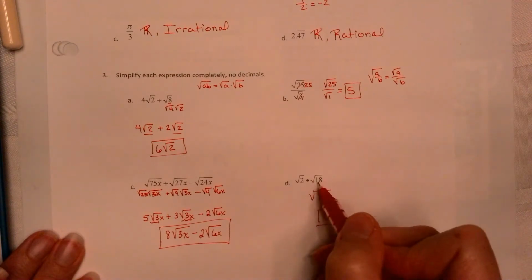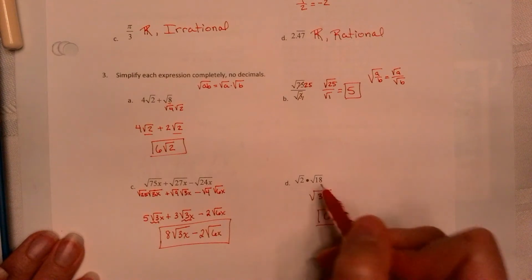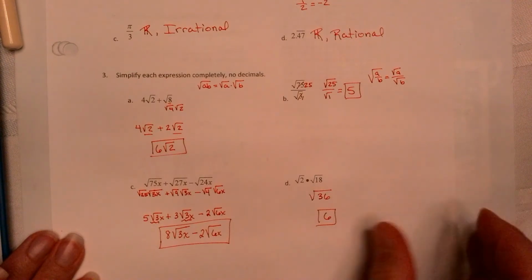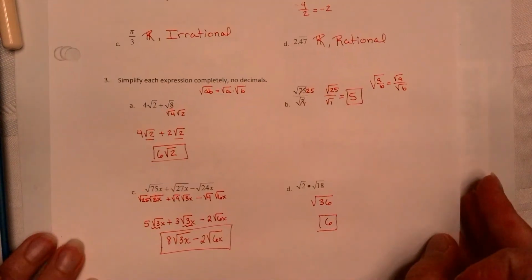If I broke the square root of 18 down, that's fine. I would have to put my roots back together and break them down. So those worked out for us pretty quickly. So let me throw an extra one on here.